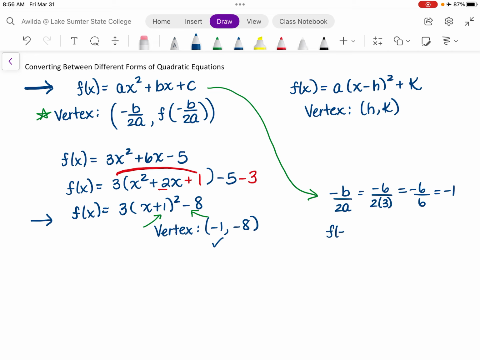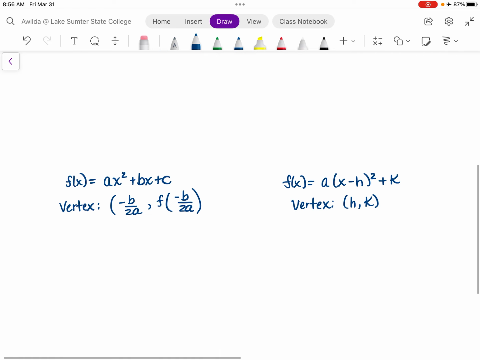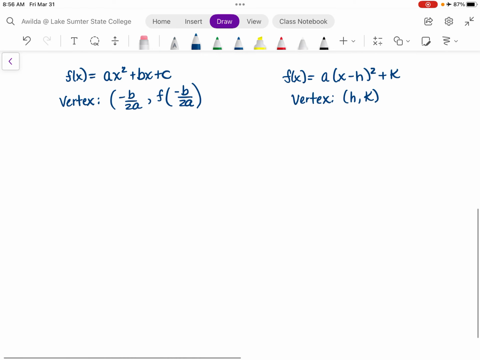Then f of negative 1 would have been 3 times negative 1 quantity squared plus 6 times negative 1 minus 5. So that's equal to 3 minus 6 minus 5, which is negative 8. And that also matches with what we observed in the second form. So you see that by completing the square, we can convert from one form of a quadratic function to another. Let's practice with one more example. We're basically going to recreate the same steps we see here. So again, here are the two forms.